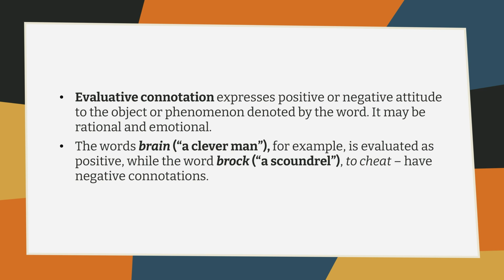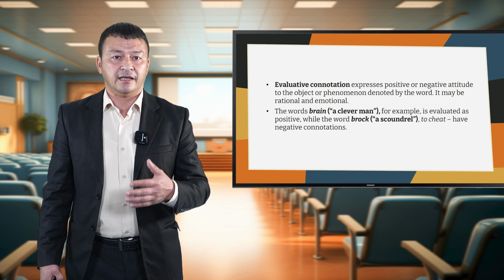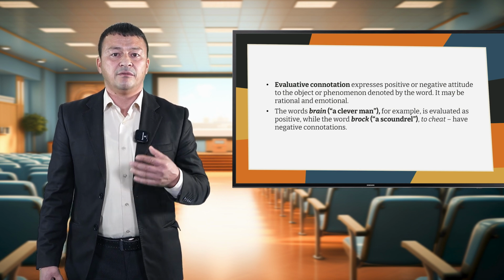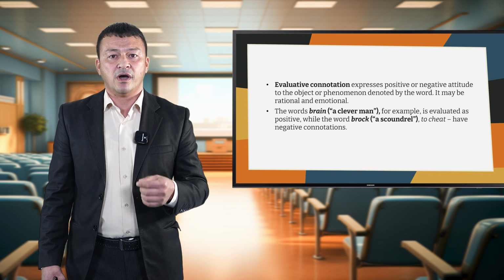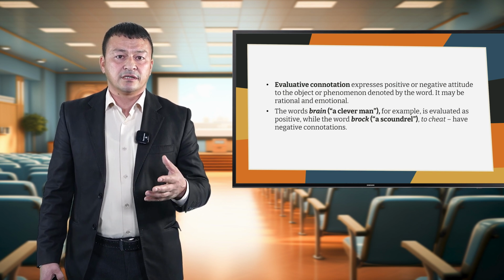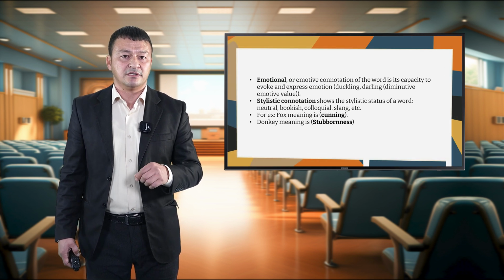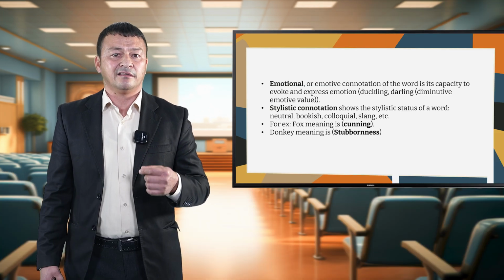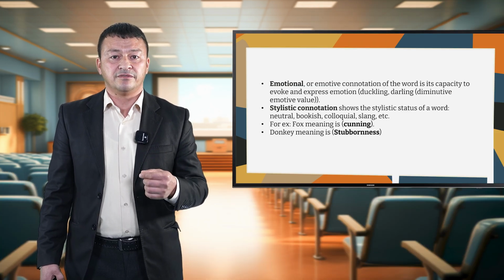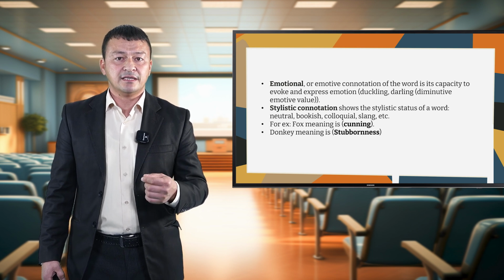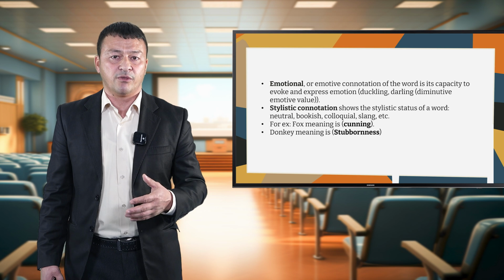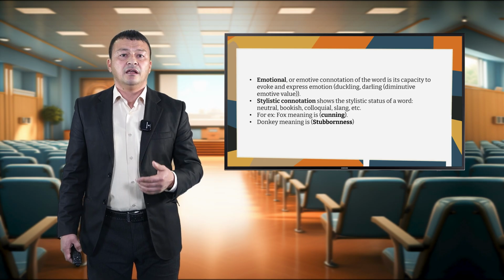Evaluative connotation expresses a positive or negative attitude to the object or phenomenon denoted by the word. It may be rational and emotional. For example, the word brain, meaning a clever man, is evaluated as positive, while the word crook, one who is used to cheating, has a negative connotation. Emotional or emotive connotation of the word is the capacity to evoke and express emotion. Duckling, darling, for example, show a diminutive emotive value. Stylistic connotation shows the stylistic status of the word: neutral, bookish, colloquial, slang, etc. For example, fox has the connotation of cunning, but its denotational meaning is animal.